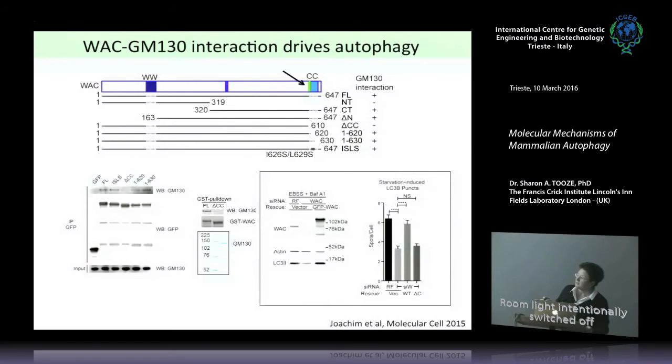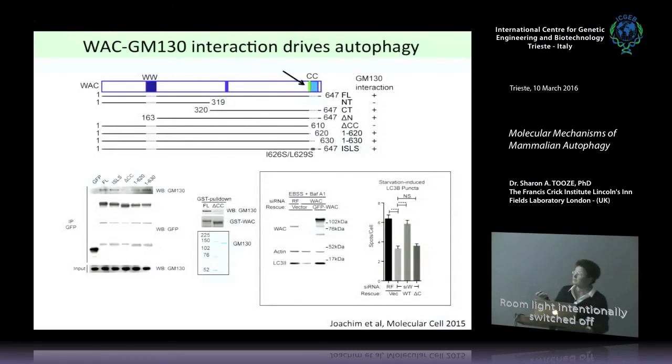We could show this by doing a GFP pull down with the proteins that are missing these 10 amino acids and contain these 10 amino acids. You see that GM130 is pulled down by the WAC protein, and this is the input for GM130. We purified the two proteins and again showed when we cut off this coil-coil domain, we lost interaction of WAC with the GM130.